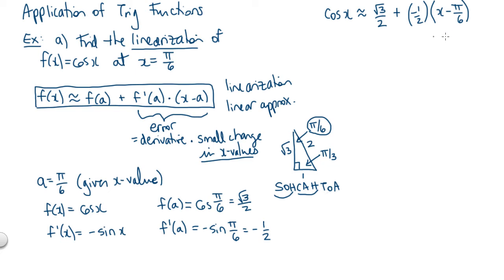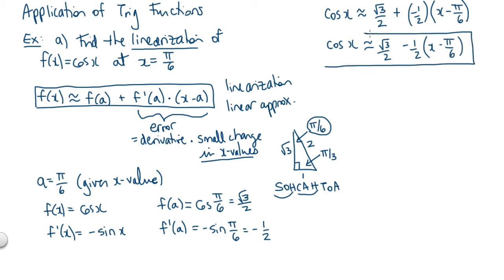Just a caution when you're writing down a linearization formula: a is a constant, so you will have the a values replaced with some number that's given in the problem, but x is a variable. So the x's are just going to stay as x's in this formula. If you want, we could rewrite this just a little bit more simply. We could say cos x is approximately root 3 over 2, and then just write minus 1/2 times x minus pi over 6. So that is part A completed.